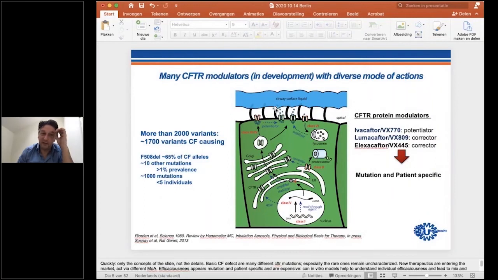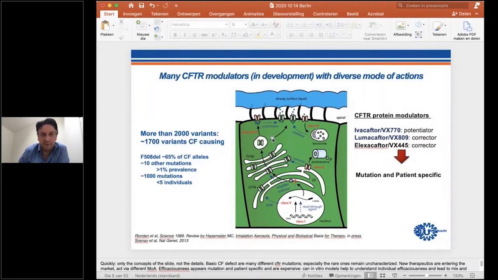What's really exciting in this field over the last 10 years is the development of modulators which target the genetic defect in CF. CF is a monogenic disease in which you have an ion channel that does not function, and there are now lots of small molecules which can restore the function of this ion channel. They can bind to the faulty protein and reintroduce a conformation which is functional again, and by this restore function of CFTR.